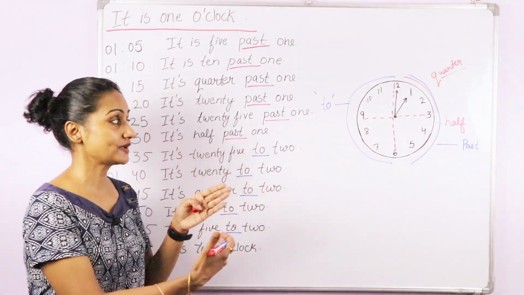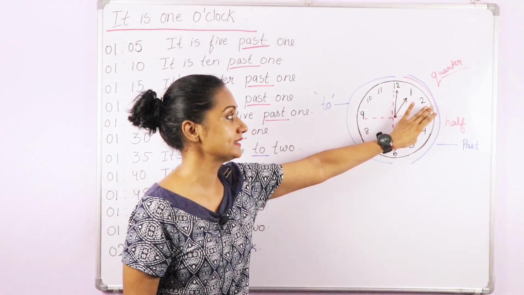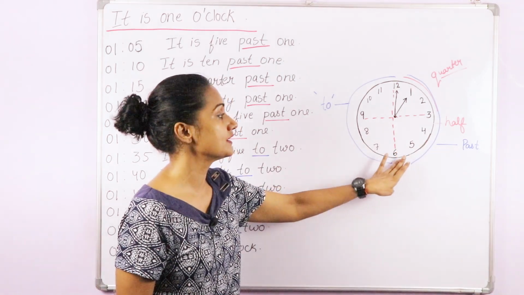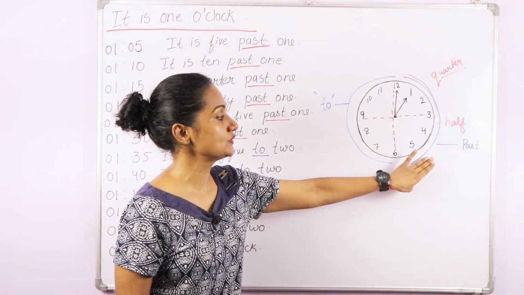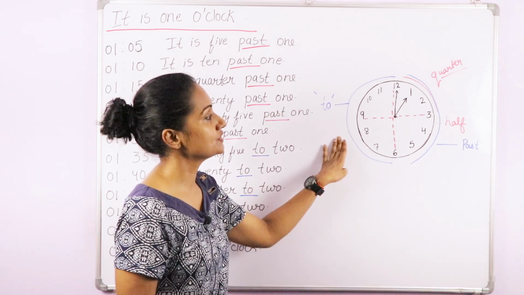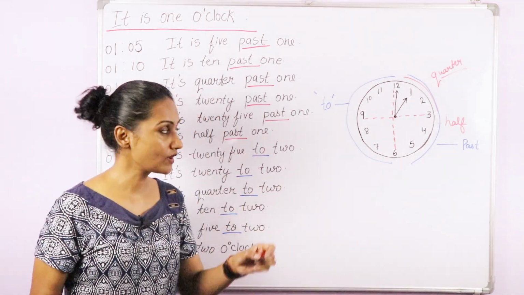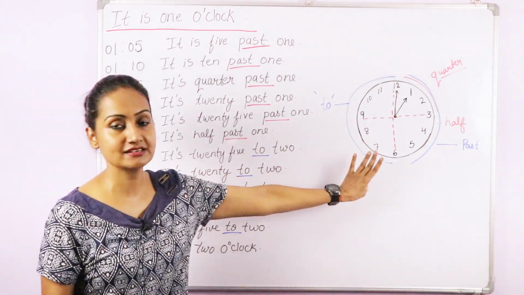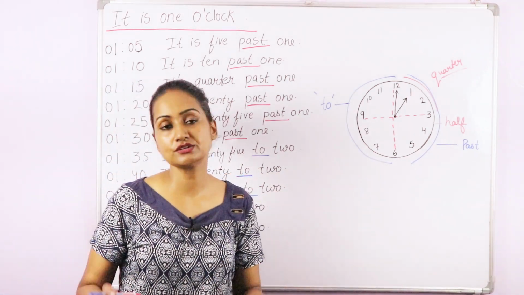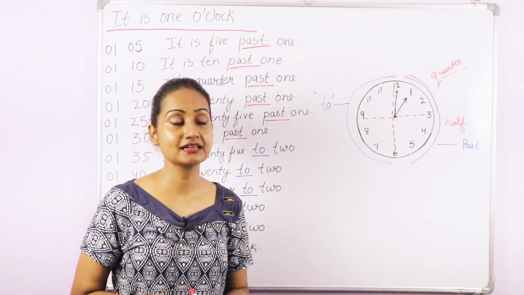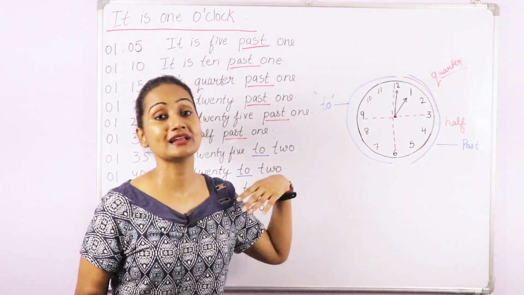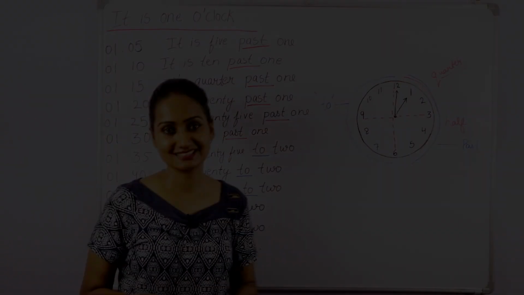So this way, you will start from here, and then quarter, then half, then again here you will use past, and here you will use to. These are the things you need to keep in mind, and once you have this clarity, you are not going to have any confusion while telling the time in English or while using these expressions.